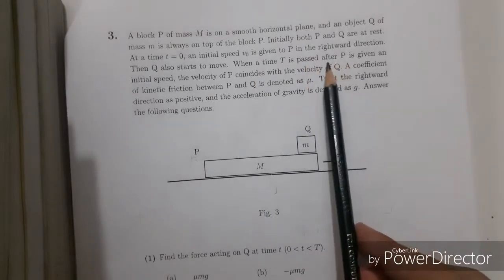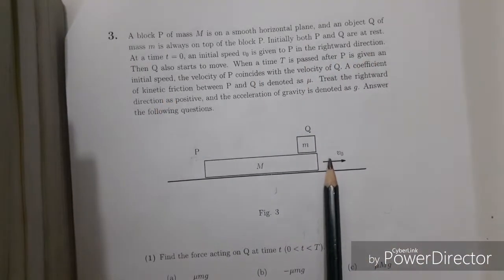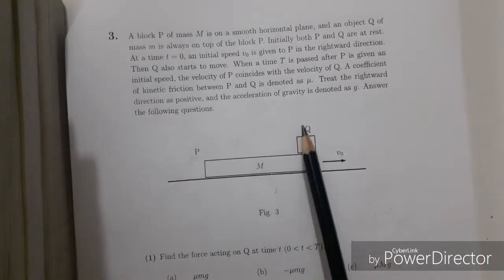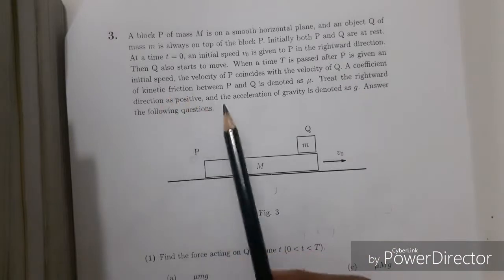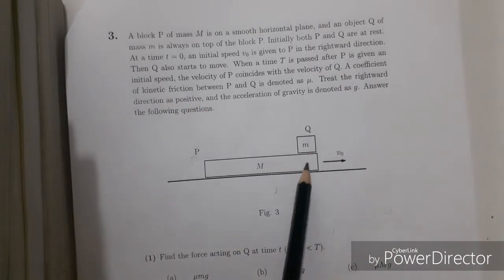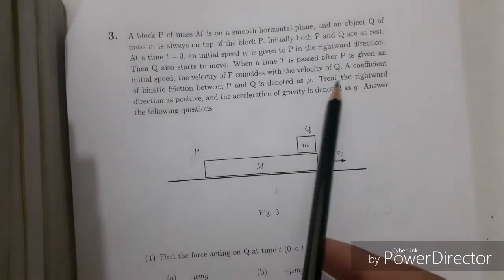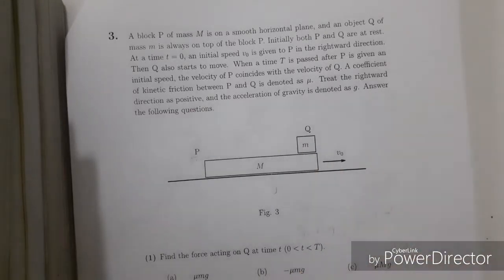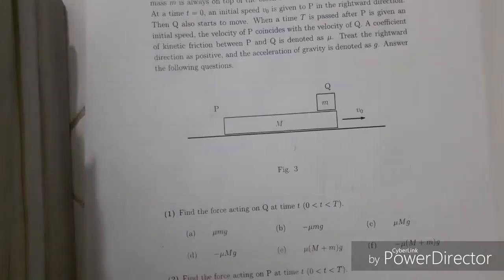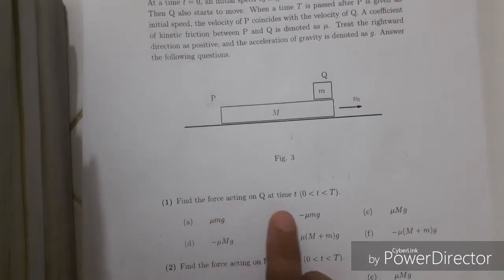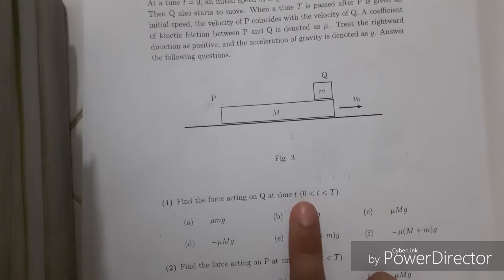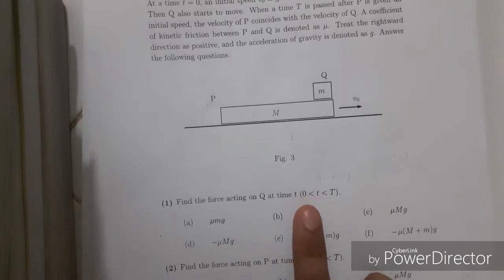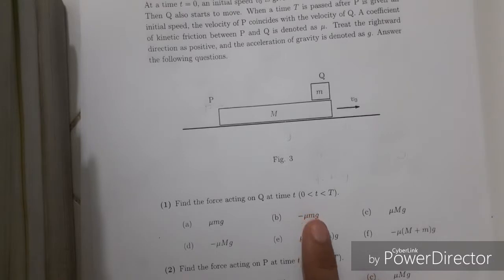When the time t is passed after P is given an initial speed, the velocity of P coincides with the velocity of Q. The coefficient of kinetic friction here between P and Q is mu. And treat the rightward direction as positive and the acceleration of gravity is denoted as g, and we answer the following question. Now see, find the force acting on Q at time t, meaning that if it is at time t, we just find the time at the initial condition, right?